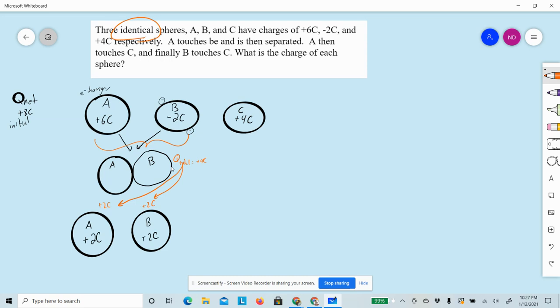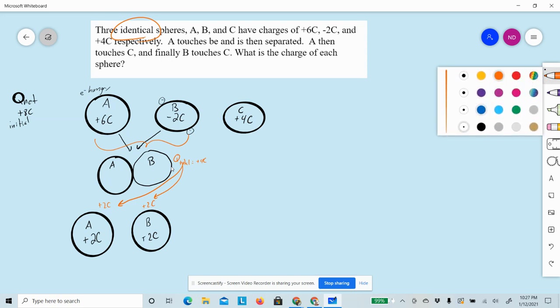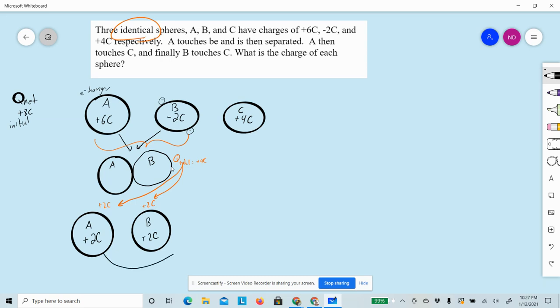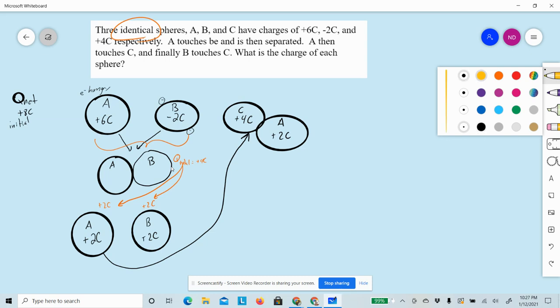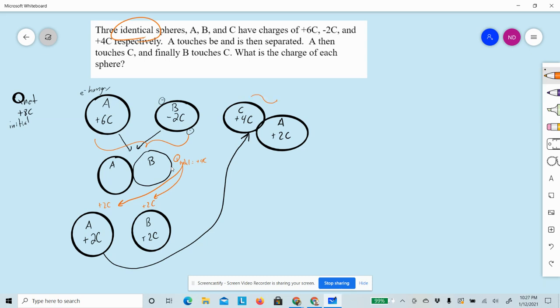All right, so A touches B and then is separated. Now A is going to touch C. So A comes over here, which has a charge of plus 2 coulombs, and touches C. Now the net charge of these two, the Q total for these two, is plus 6 coulombs.